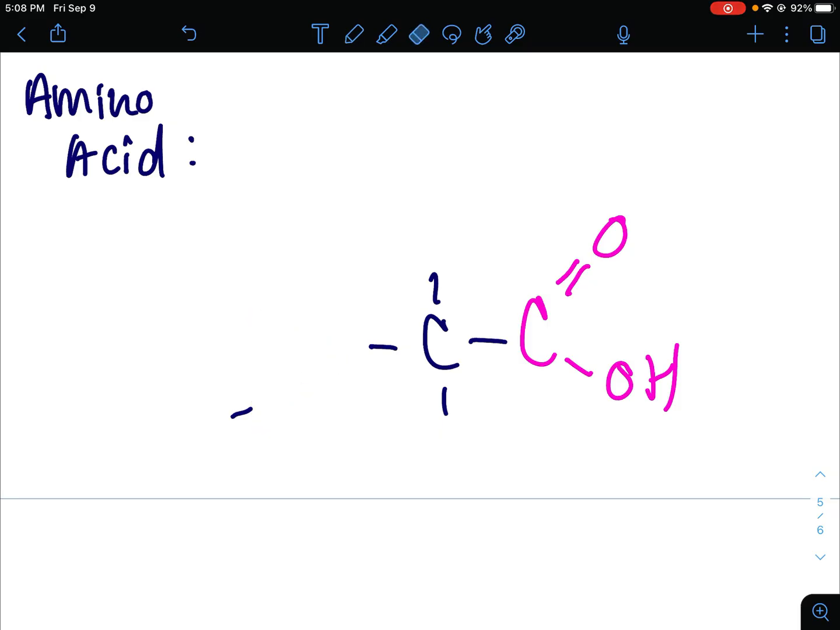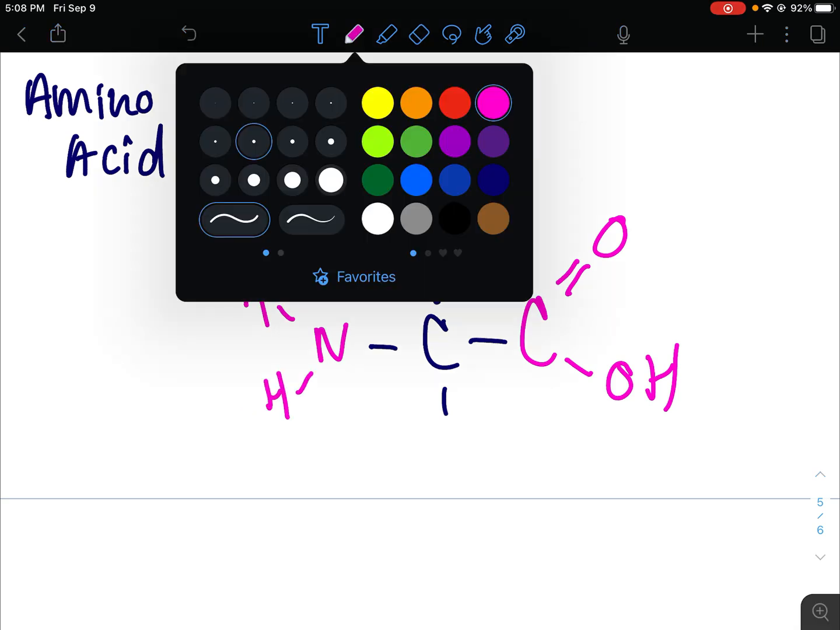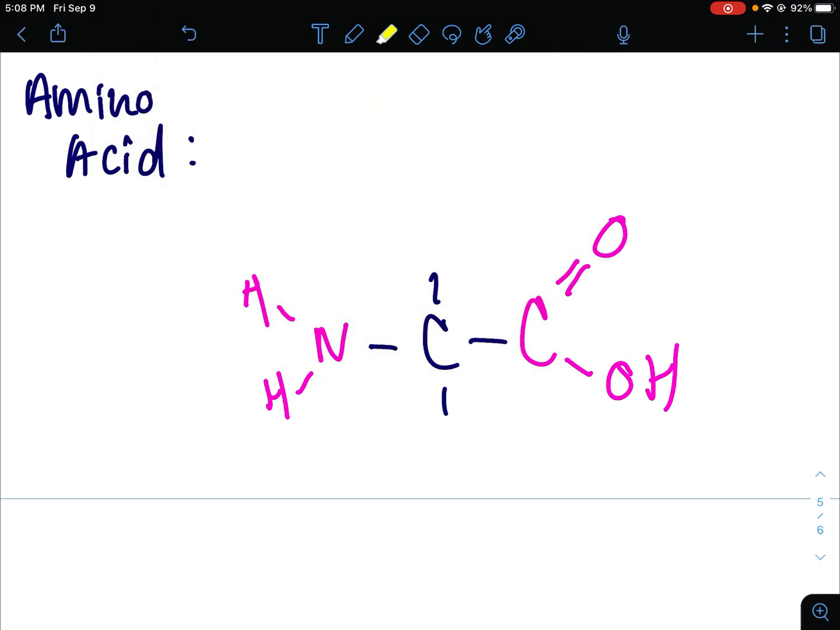Let me do this in a different color as well. Okay, so you have your 2 functional groups here. This is the amino group. This is your carboxyl. If it helps you to do this on your paper as well, feel free. You will notice that the carbon has 2 unfilled bonds.